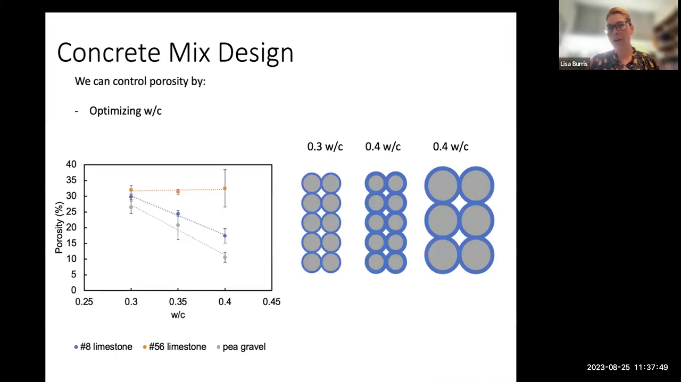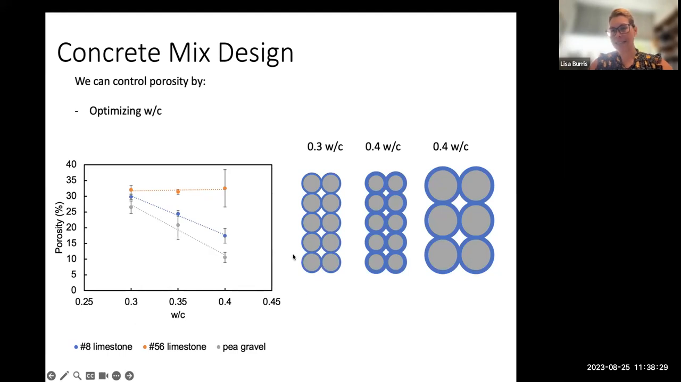Some other things that we learned from the phase where we looked at concrete mix design: we looked at water to cement ratio, and we found that we actually had a drop in porosity as we increased our water to cement ratio. I have a little figure trying to explain that here. This is directly related to the paste volume and the size of the pores that is created from your aggregates. And so we have the number 8 limestone in blue here, and the pea gravel, approximately the same size aggregates, and we see that direct relationship between reduced porosity and increased water cement ratio here.